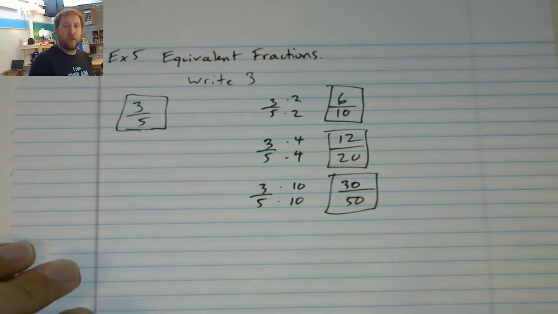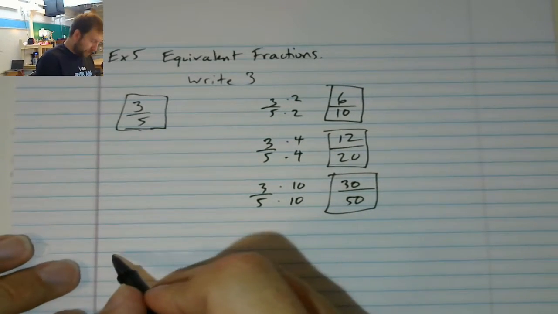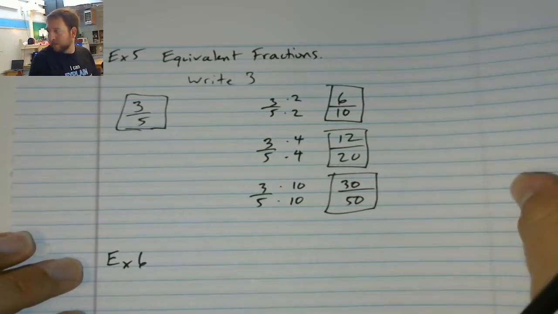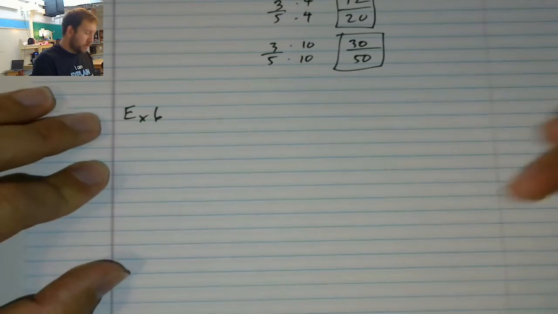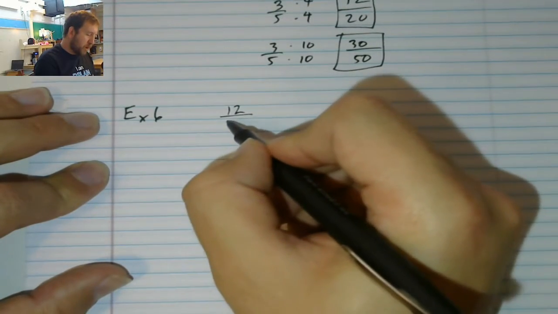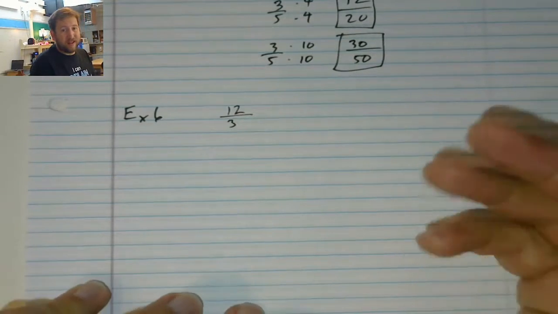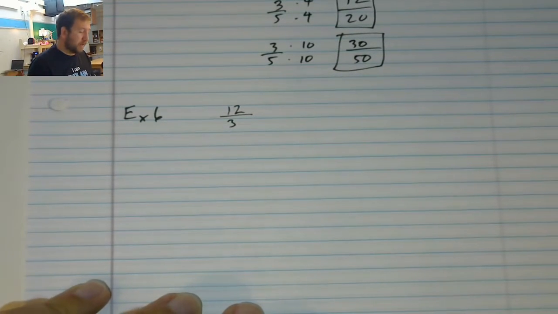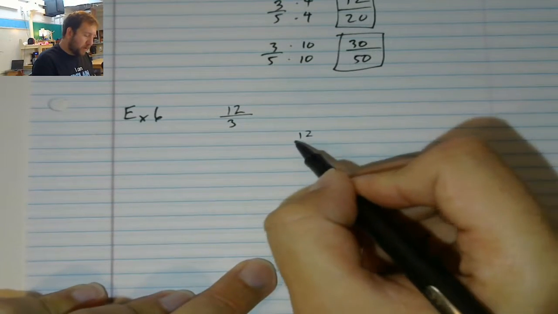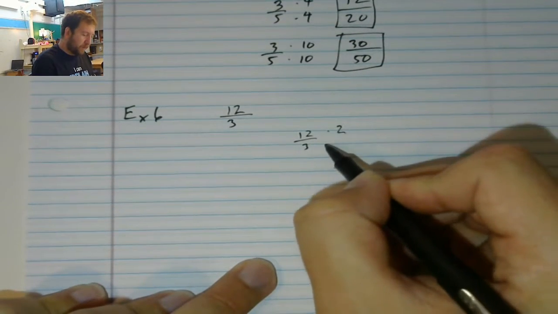All of these are equal. If I drew them out, they'd be the same number. Let's do one more. Example 6. And let's take 12/3. And this is an improper fraction. I can definitely create equivalent fractions for it. So let's take 12/3. Let's multiply by 2.